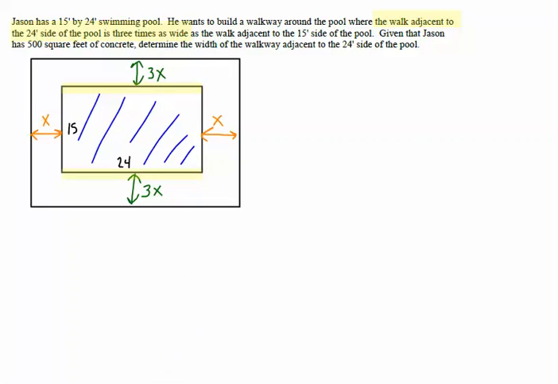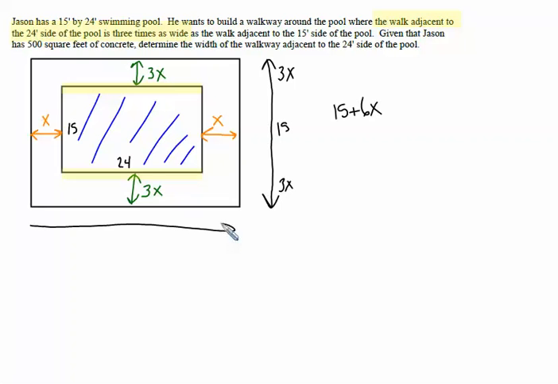So then when we go to write out the dimensions, be careful. Vertically, kind of like a height here, we've got a 15-foot portion in the middle. We've got a 3x here, and we've got a 3x here. So overall, that height would be 15 plus 6x. On the other hand, horizontally speaking, on the bottom, we've got an x on the left, we've got an x on the right, and in between them is a 24-foot long portion. So that will be 24 plus 2x.